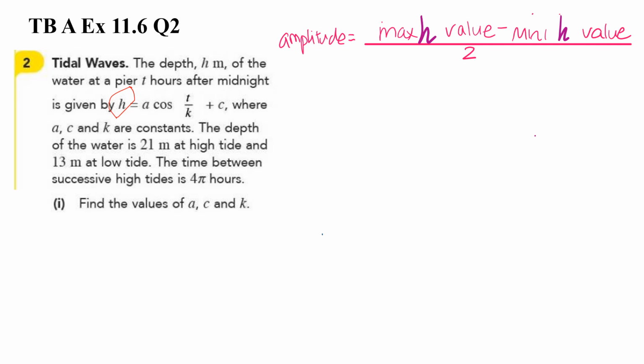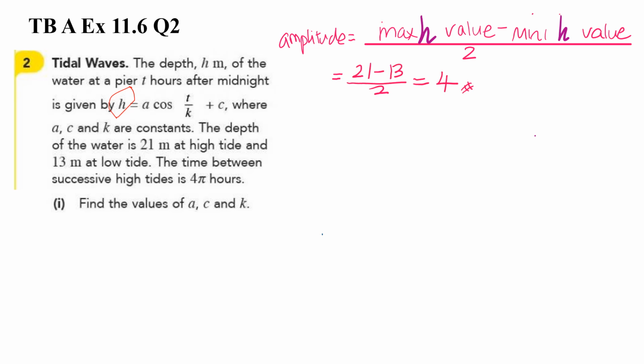So the amplitude will be maximum H value minus minimum H value over 2. The maximum H value refers to the high tide, which is 21 meters, and the minimum H value refers to the low tide, which is 13 meters. Right, so the amplitude is 4.